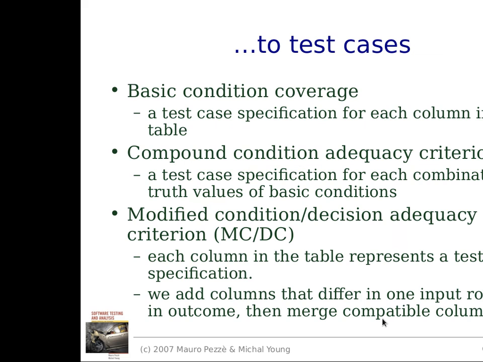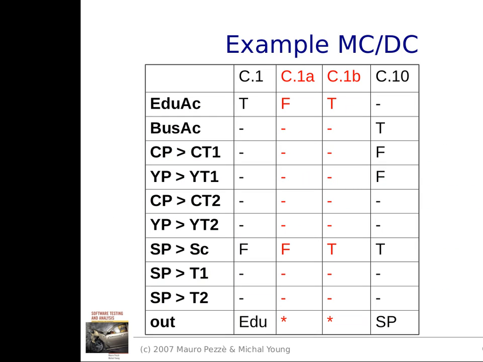So then how do you actually come up with a condition? You can come up with basic condition coverage that we talked about earlier. You can go into compound condition adequacy, which we talked about again, which is very thorough. And then you can apply modified condition decision adequacy in order to simplify the number of test cases you need. Let's see if they give us a good example.